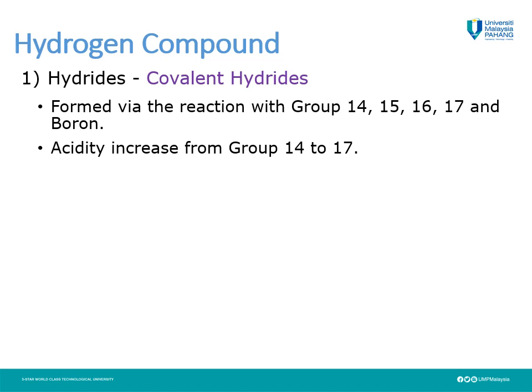The second hydride compound is covalent hydride. It can be formed via the reaction with groups 14, 15, 16, 17 and boron. The acidity increases from group 14 to 17. Boron is from group 13, but as an anomaly, boron can form a covalent hydride with hydrogen.